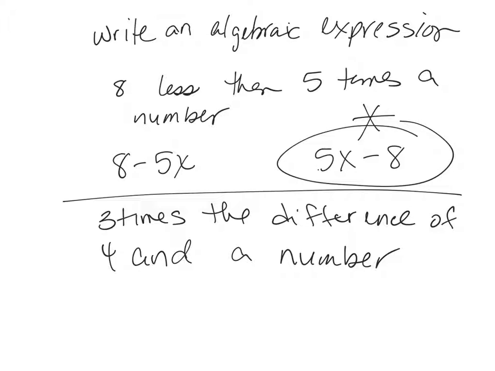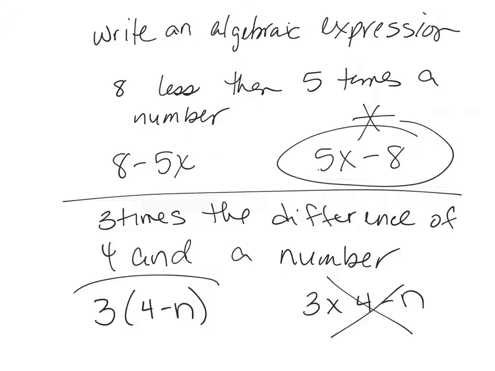Everybody see that? Now, what about 3 times the difference of 4 and a number? Most people get this wrong. Since it's 3 times the difference, we're multiplying 3 by the whole difference. That's why we put parentheses around it, okay? If you were to put 3 times 4 minus n, ooh, that would not look good. That would be wrong. It's this one here because it's the whole difference that we're multiplying the 3 with. That's why we have to do it that way. And those are the hardest ones.